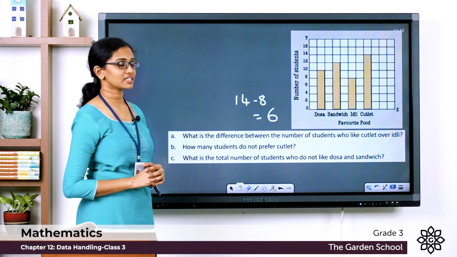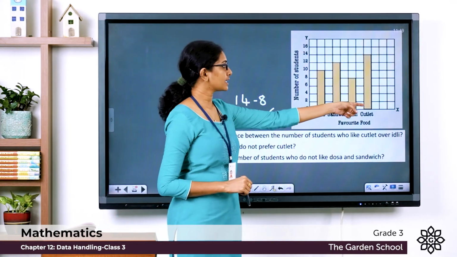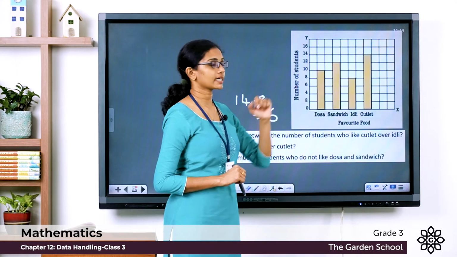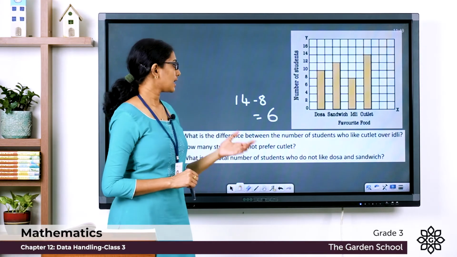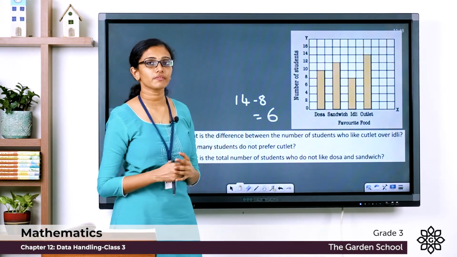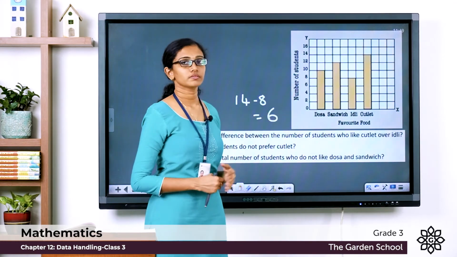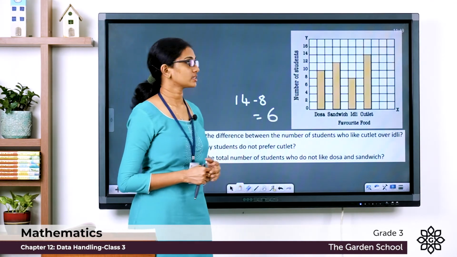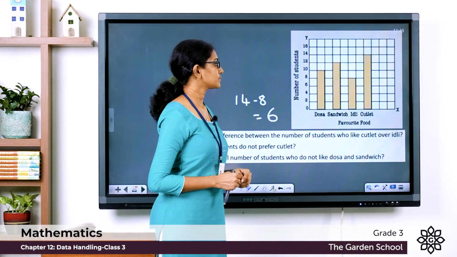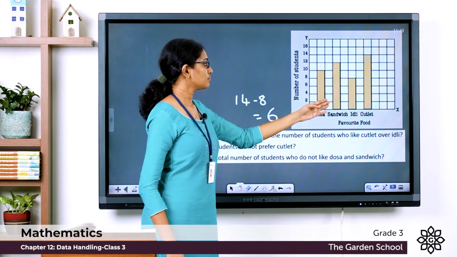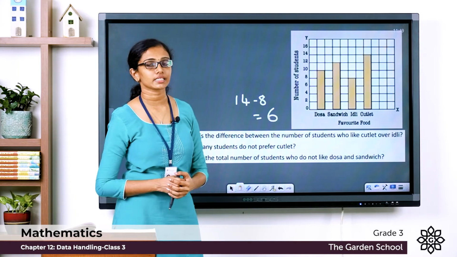Now let's see the next question. How many students do not prefer cutlet? So this bar here represents the number of students who like cutlet. That is equal to a total of 14 students. And the number of students who do not prefer cutlet will be the sum of these three numbers. That is 10 plus 12 plus 8. That is the number of students who like dosa plus the number of students who like sandwich plus the number of students who like idli as their favorite food.